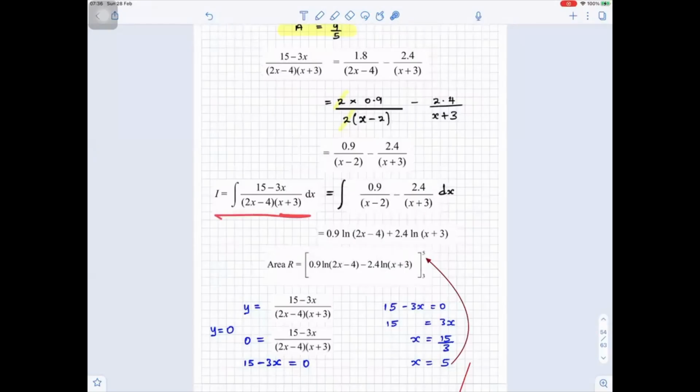So we have this integral now. It becomes 0.9 divided by x minus 2 minus 2.4 divided by x plus 3. So 0.9 can come out of the bracket. And when you integrate, you get 0.9 ln |2x minus 4| plus 2.4 ln |x plus 3|. Now we integrate going from 3 to 5. If we have 15 minus 3x equals to 0, 15 is equal to 3x, so x equals 5. So that's how we got the 5 there.